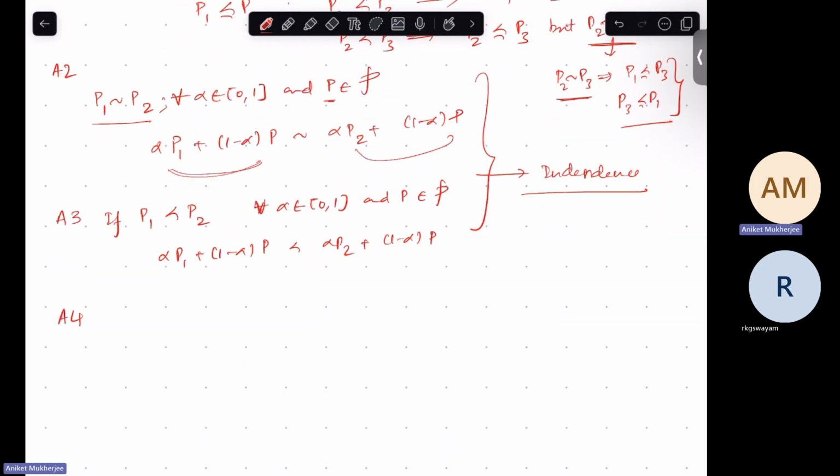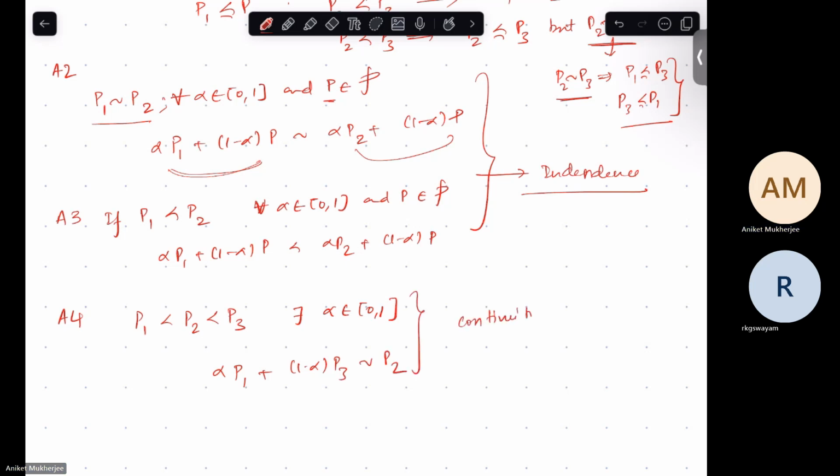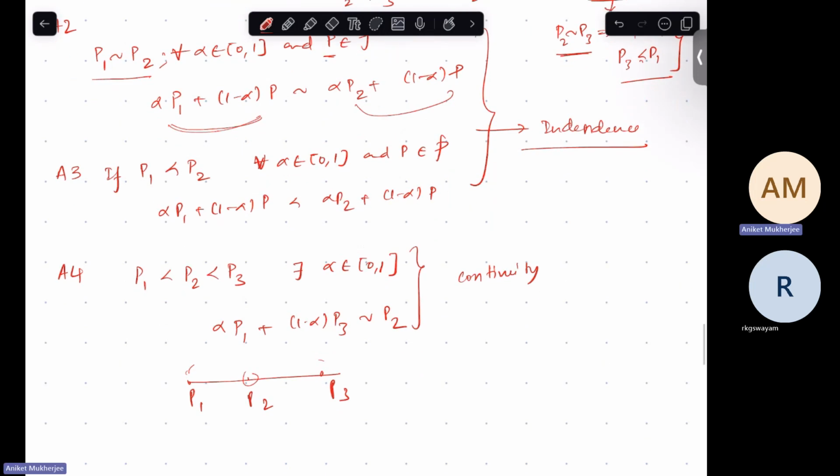A4 is basically P1 less than P2 less than P3, where there exists alpha belonging to 0 and 1, such that if you do a convex combination of P1 and P3, you get P2. This is called the continuity assumption. So if you have P1 here, P3 here, and P2 here, then you can come up with some alpha such that you combine P1 and P3 and get P2. So it's basically a continuum of this.